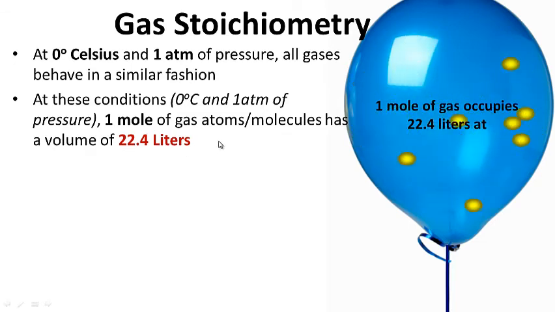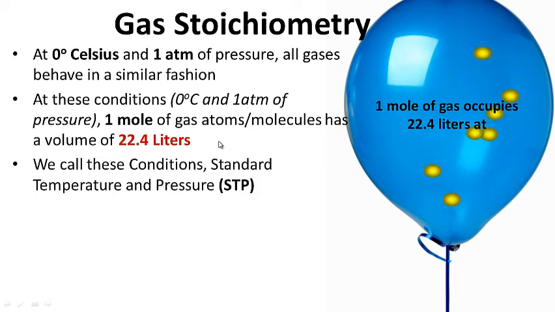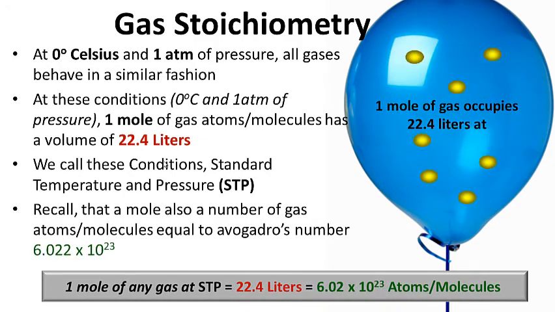Okay, this is very handy to use. So we call these conditions, as we just learned, standard temperature and pressure. Recall that a mole of gas also has a number of gas atoms or molecules equal to Avogadro's number, 6.02 times 10 to the 23rd. So 1 mole of any gas at STP is equal to 22.4 liters and contains 6.02 times 10 to the 23rd atoms or molecules in it.